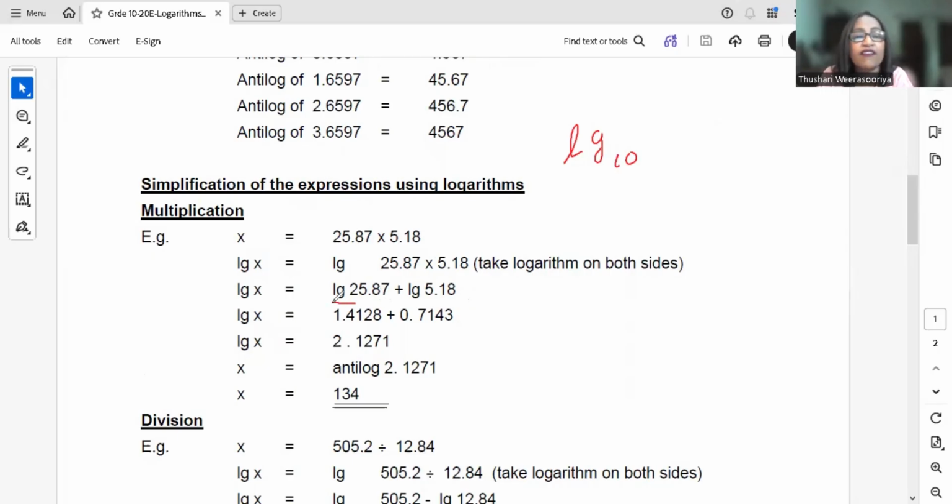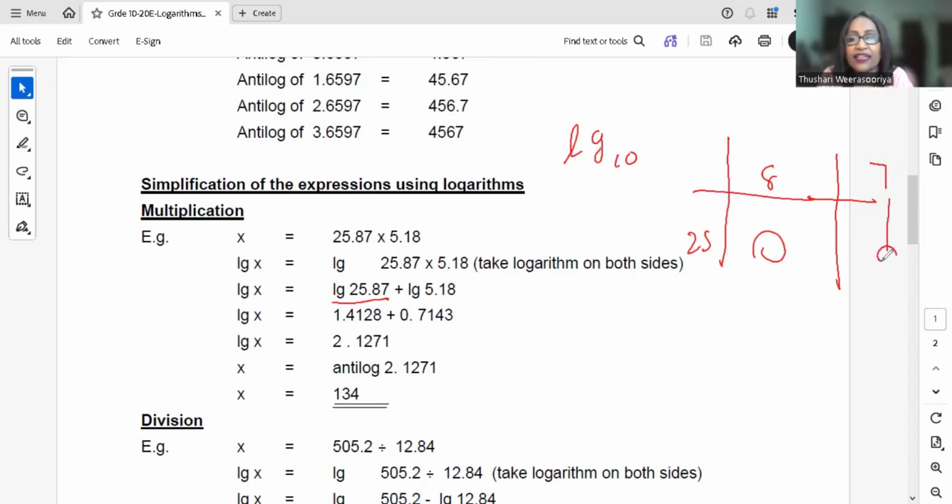Then you find the log value of this. What is the characteristic value? 1. We'll see how to find 25.8. There you get a value. Then go to the mean difference. That is 7. There you get another value. Then you add these two. You get 4.567 and 4128. Now, since the characteristic value is 1, it is 1.4128.